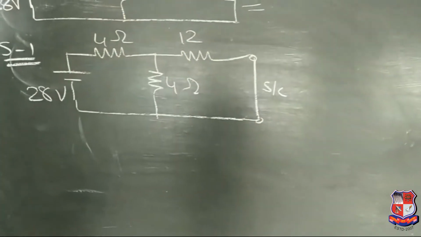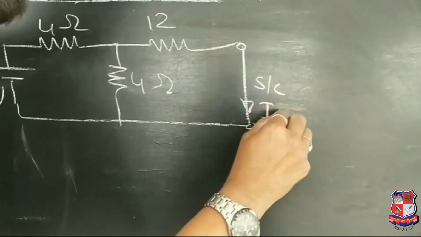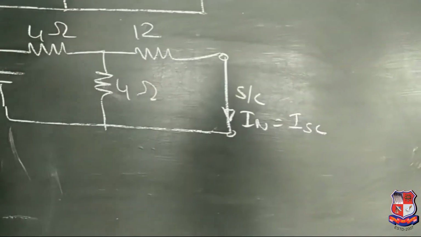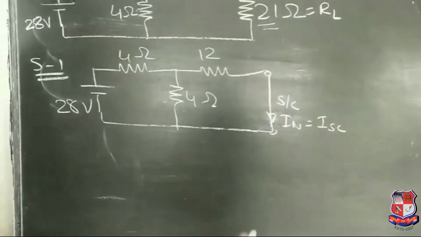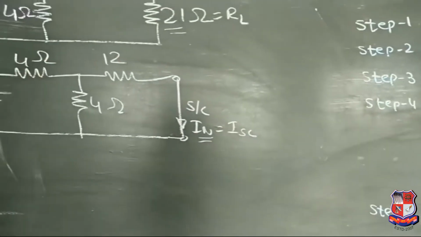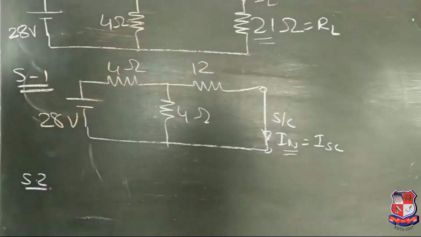Here, current through this short circuit branch is known as Norton current. We can also say it is the short circuit current. Now, how to find out the Norton current? That we see in step 2. Now we have to calculate the Norton current.